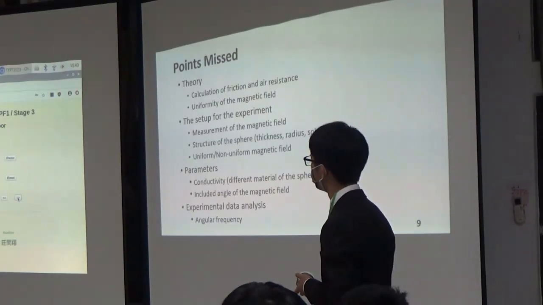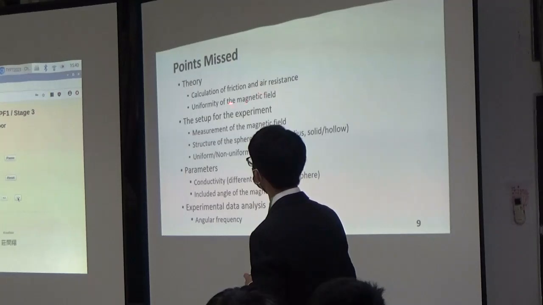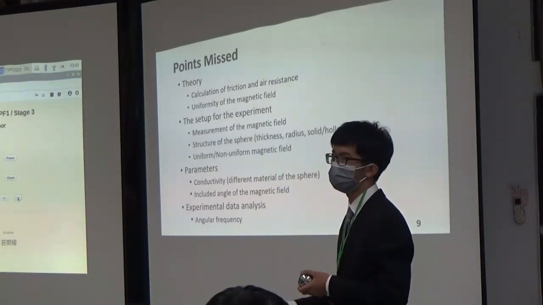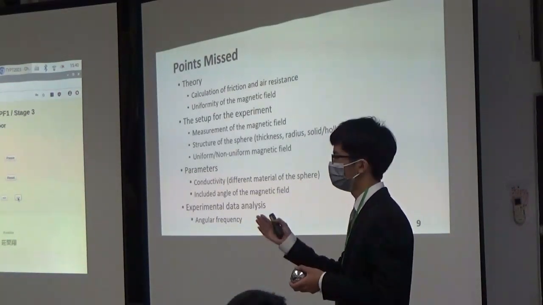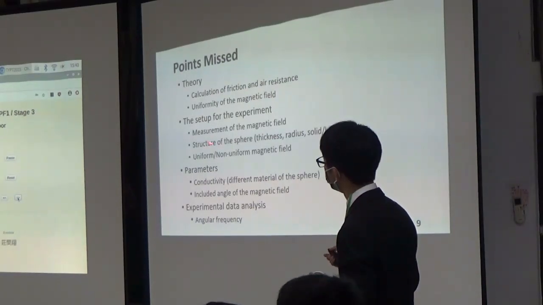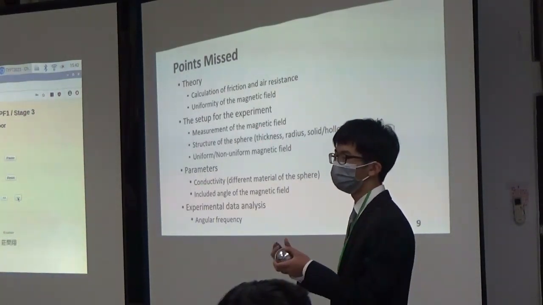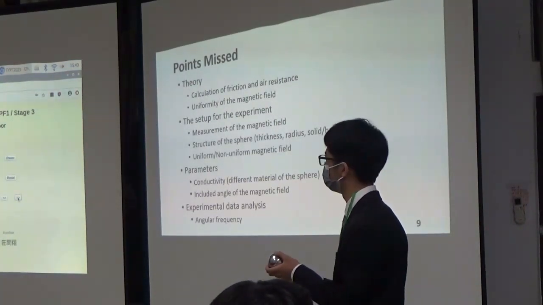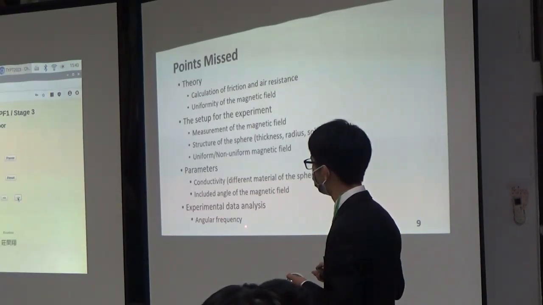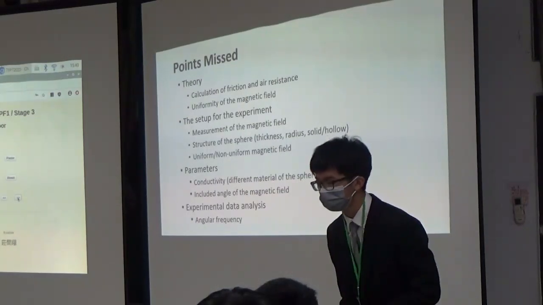And here are the points missed by both the reporter and the opponent. He missed the uniformity of the magnetic field. Also, he didn't measure the magnetic field in the reporter's presentation. Also, he missed the structure of the sphere, the thickness, the radius, and whether a solid or hollow sphere could affect the phenomenon. And also, he missed the points of angular frequency in his experimental data analysis. Thank you.